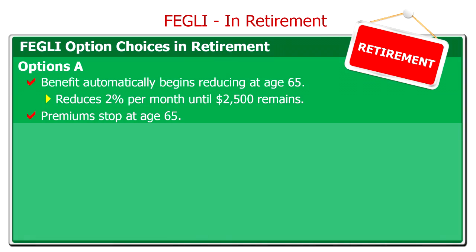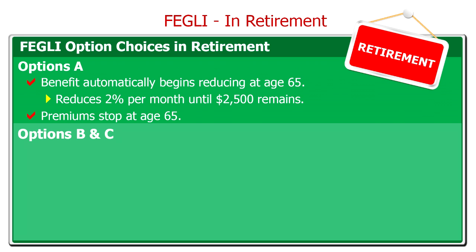Next, we will discuss the choices available for option A, B, and C in retirement. These choices will be elected as part of your retirement paperwork. Option A, if elected to maintain in retirement, works very similar to the 75% reduction on basic. You have $10,000 of death benefit at retirement. You pay the premiums for that $10,000 of benefit. At age 65, the premiums end totally, and the death benefit will begin reducing 2% every month until it reaches $2,500. The $2,500 that remains will stay in place until death.